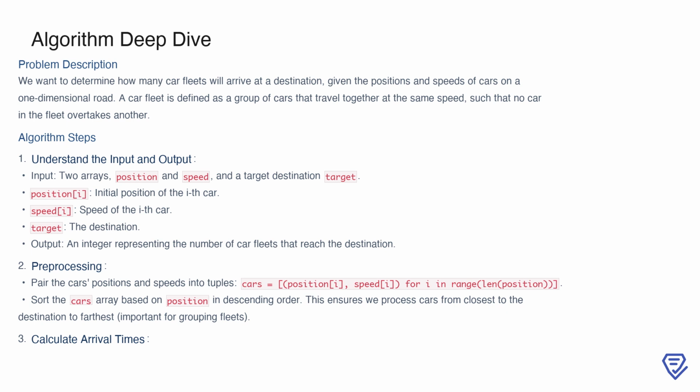First, we pair each car's position with its speed to create tuples, making it easier to process them together. We then sort these tuples in descending order of position, so we analyze cars in the order they are closest to the destination. This step is critical for determining how fleets form as the cars approach the target.